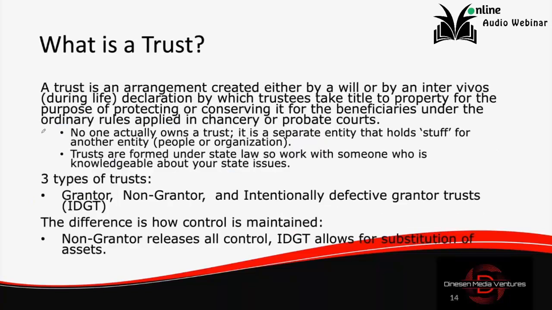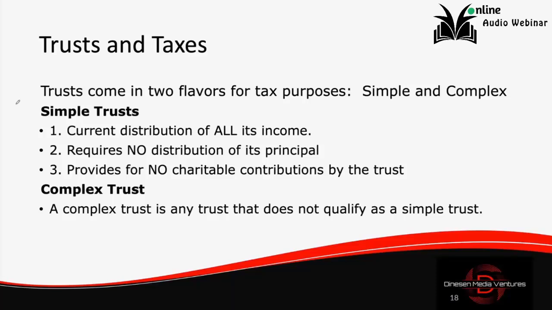What is that? So what is a trust? It is an arrangement created either by a will or what's called inter vivos, which means during life. We don't really get into grantor, non-grantor, and intentionally defective grantor trusts. All right, so we have simple and complex trusts.